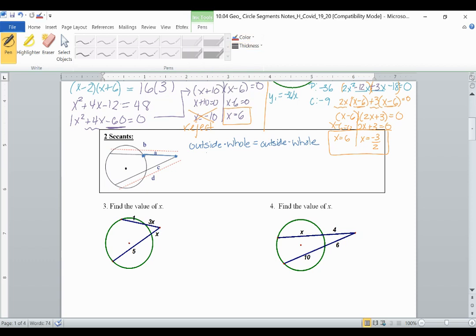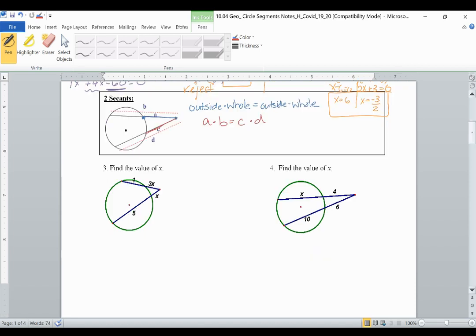All right, so in terms of our letters here, my outside is A, my whole thing, see that dotted line, is B, my outside for the other secant is C, and the whole thing is D. So that's our next formula. Let's try it out. Number 3, find the value of x.